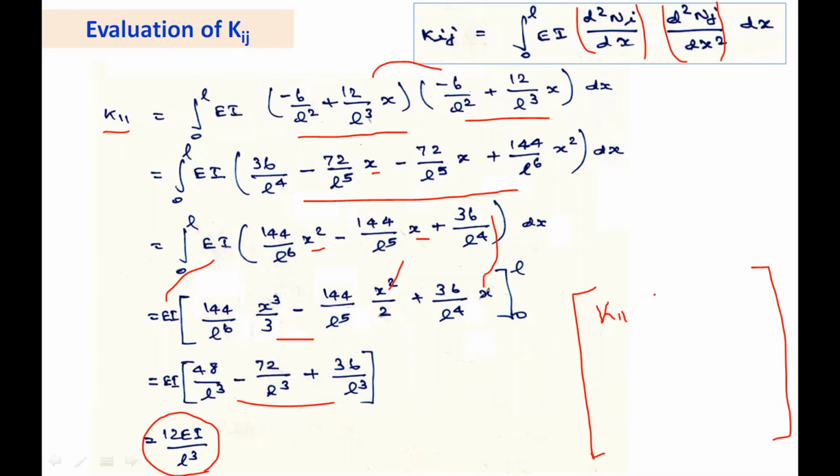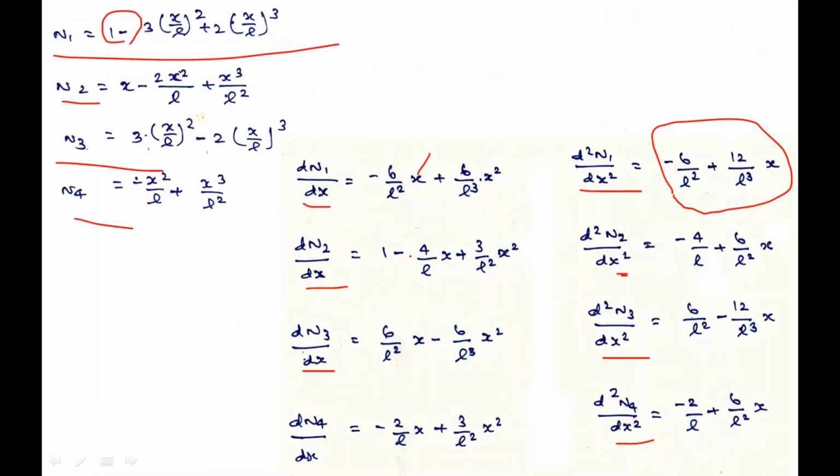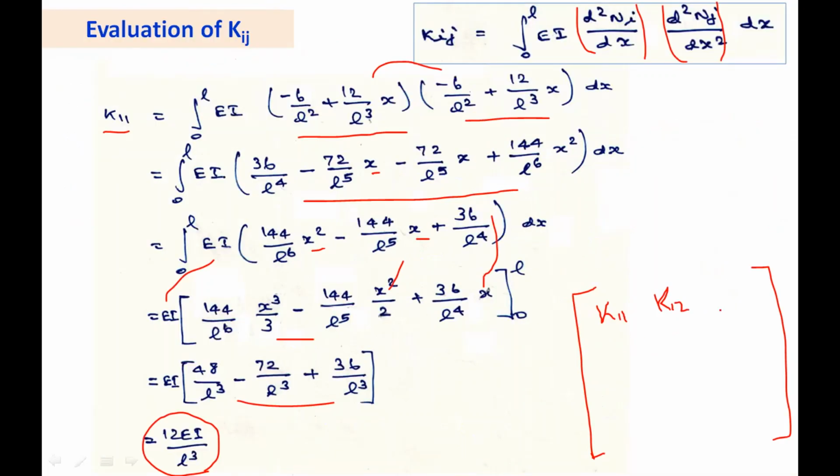Like that, if you want to find K12, how to form this K12, we have to substitute integral 0 to L EI d square N1 by dx square, d square N2 by dx square dx, like that. So we have to substitute the d square N2 by dx square, which we already evaluated. Then we will get K12, K13, like this. Like this we can evaluate all the 16 components of this stiffness matrix.